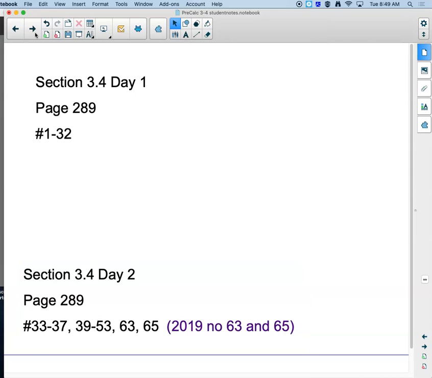That was 3-4 day 2. So we finished up that graphing, and you'll do page 289, 33 to 37, 39 to 53, and, oh, yep, this is where we scrapped the re-expression of data. So you won't need those. You just need 33 to 37 and 39 to 53, and that'll take care of it.